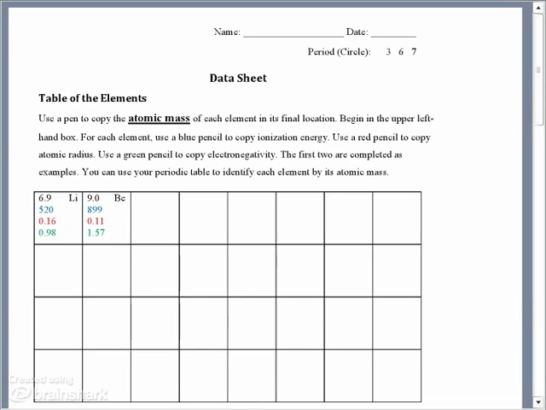Moving to the right, the atomic mass of the next card in our pattern is 9.0. In blue, I've put the ionization energy. That's 899 kilojoules per mole. In red, we have the atomic radius in angstroms, 0.11. And in green, we have the electronegativity. On the 4-point scale, it's 1.57.